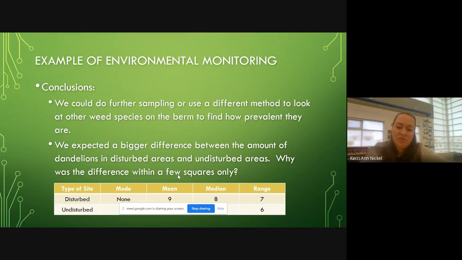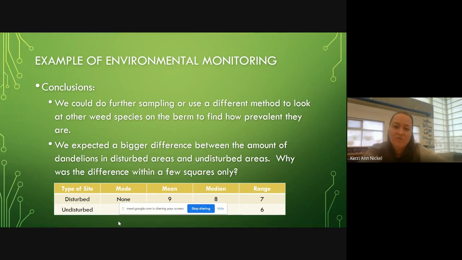We could almost do another study to try and find out, maybe this undisturbed area, as we've called it, maybe it's not so undisturbed. Are there certain parts of the slope that have even less dandelions? Are there certain parts of the slope that have more dandelions? So there's all kinds of questions that we could pursue.